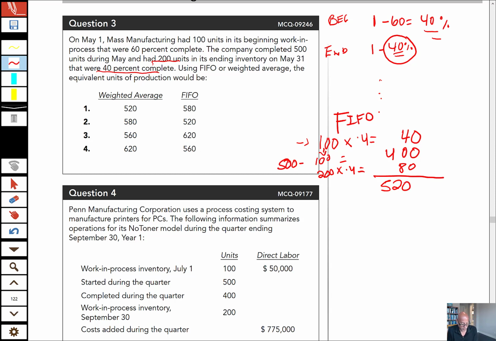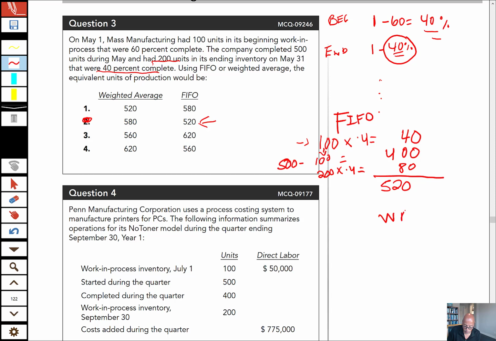Now, when I look at the choices, thank you, God, I'm done. If I'm on the CPA exam, I'm not doing weighted average, because there's the 520, and I can just pick 2. So I know 2 is the right answer, but let's just go ahead and do weighted average just to complete the thought here, right?